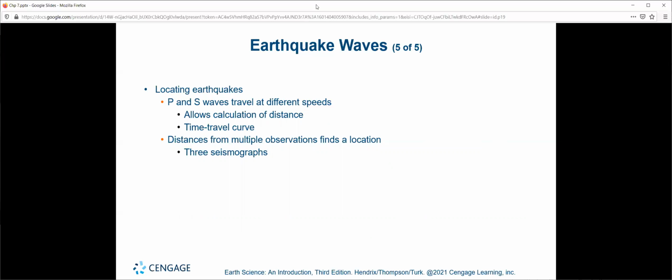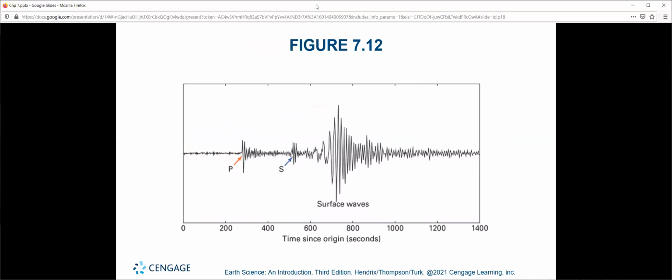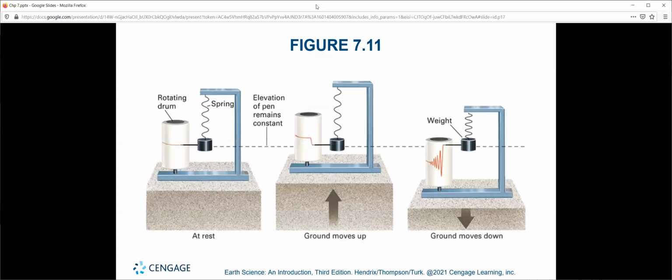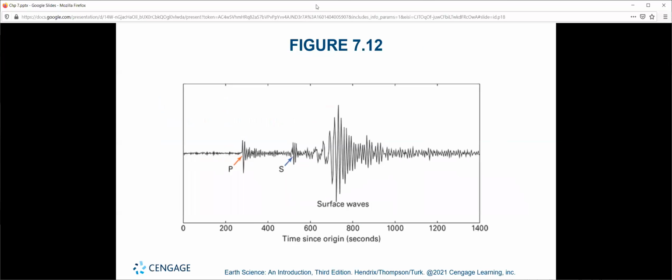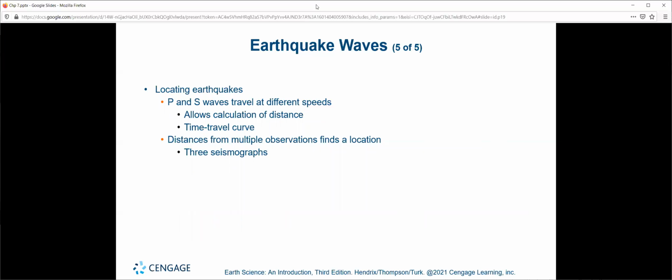Anyways, to calculate the location of an earthquake, we take into account the fact that P waves and S waves travel at different speeds. Your P wave always shows up first, your S wave always shows up second, again, given the way the energy propagates through the medium, in this case, the Earth. Using this information, we can calculate the distance they've covered and create what are called time travel curves.